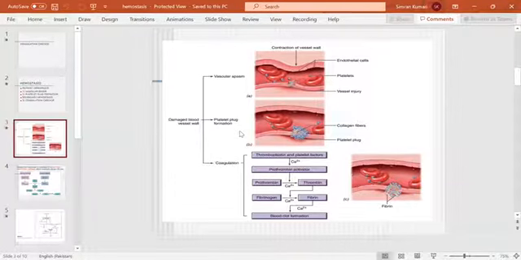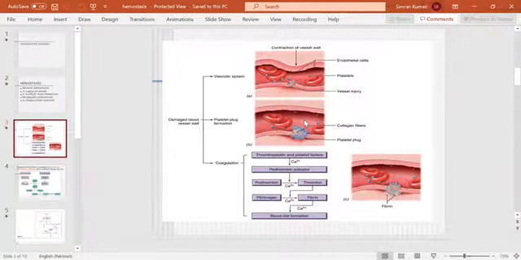And platelet plug formation. Whenever there is injury, the endothelium gets damaged. This exposes the collagen, which lies underneath. Now, this exposed collagen activates or stimulates platelet activation. So platelet activation leads to change in their shape, and they release certain secretory granules that cause recruitment of additional platelets.